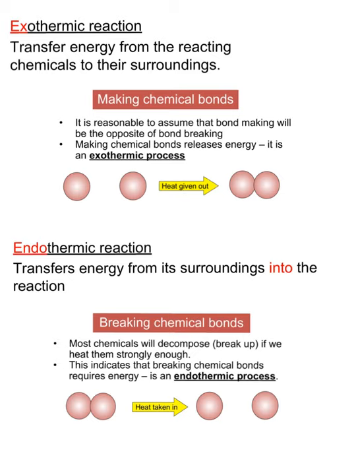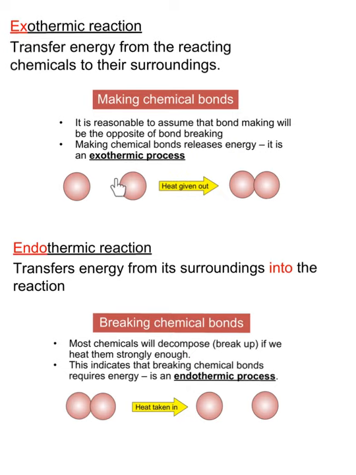So an exothermic reaction is a reaction which transfers energy from the reacting chemicals to their surroundings. So it is a chemical reaction that will release energy, and that energy will go into the surroundings. And this is an example here. Basically, making any chemical bond is an exothermic process. So when two particles join and bond together, heat is given out, the energy is given out in the form of heat. Okay, so it's an exothermic process.